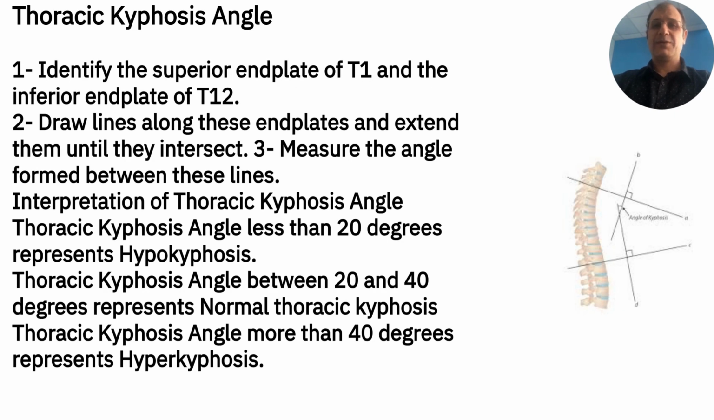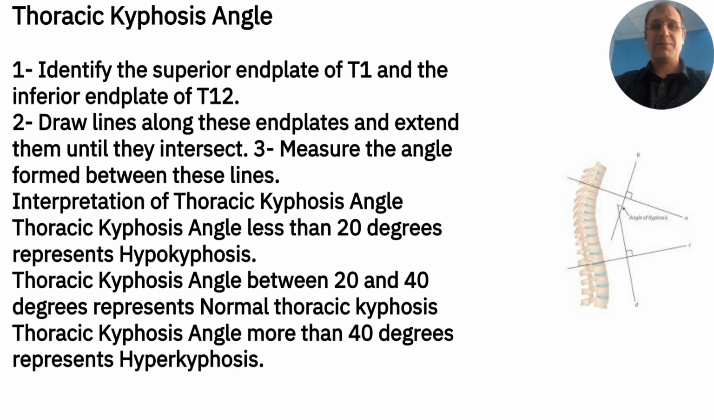Thoracic kyphosis angle measures the curvature of the thoracic spine in the sagittal plane. It is typically measured between the T1 and T12 vertebrae. Thoracic kyphosis angle evaluates hyperkyphosis, which is excessive forward curvature, or hypokyphosis, which is reduced curvature. Stages of thoracic kyphosis angle measurement are: 1.